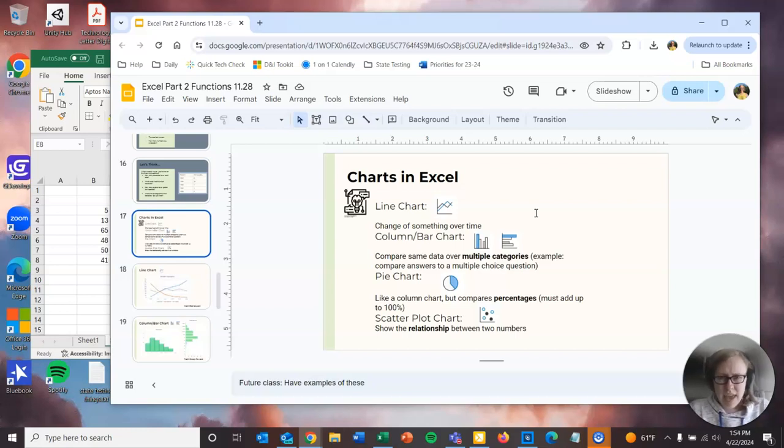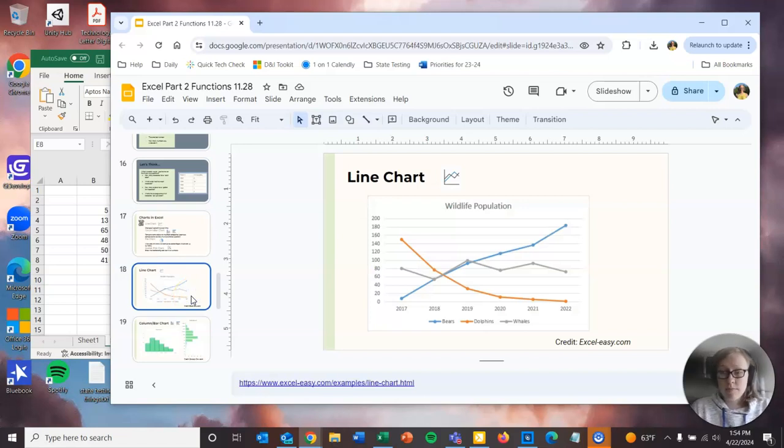I want you to take a moment and think. This is what a line chart looks like. When have you seen a line chart before? Usually, when I ask this question, I get answers like stocks, right? Stocks, you have it over time, you have the stock, and then you have whether it goes up or down, right? So the stock is doing well or it's doing badly.